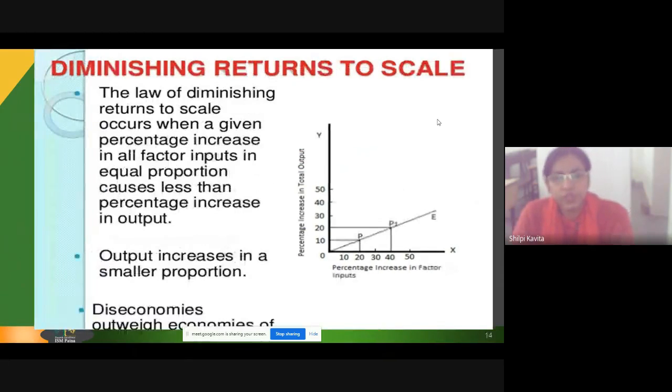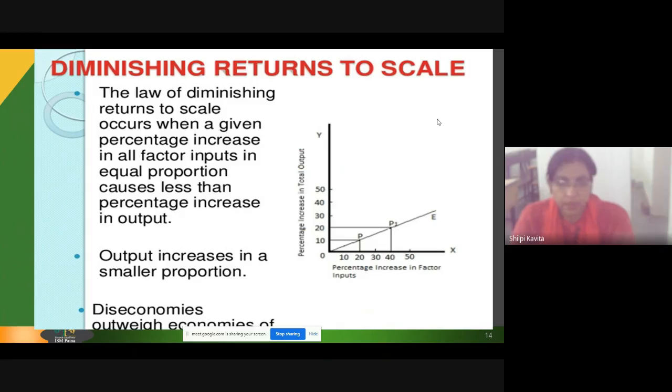Diminishing returns to scale. This means the percentage change in input is greater than the percentage change in output. Suppose if we increase the input by 40%, the output will increase only by 20%. So this is diminishing returns because output increases in a smaller proportion. And here the reason behind it is that diseconomies of scale outweigh economies of scale.